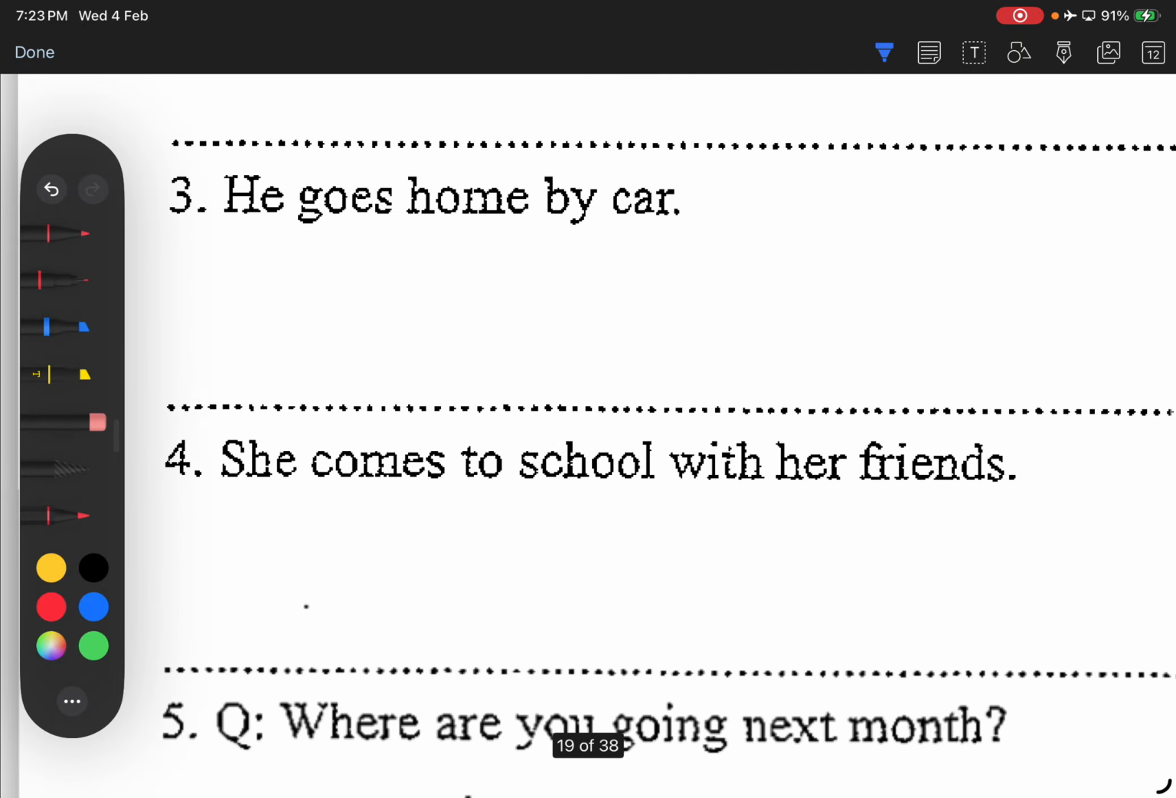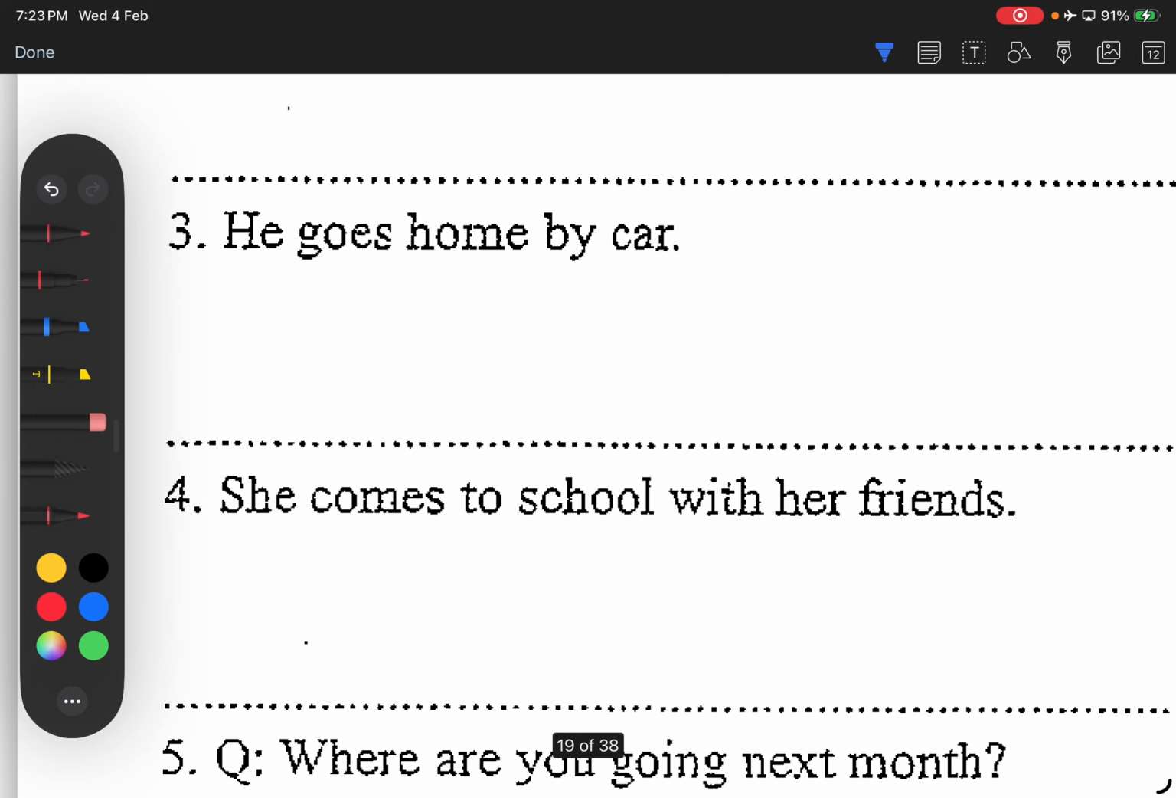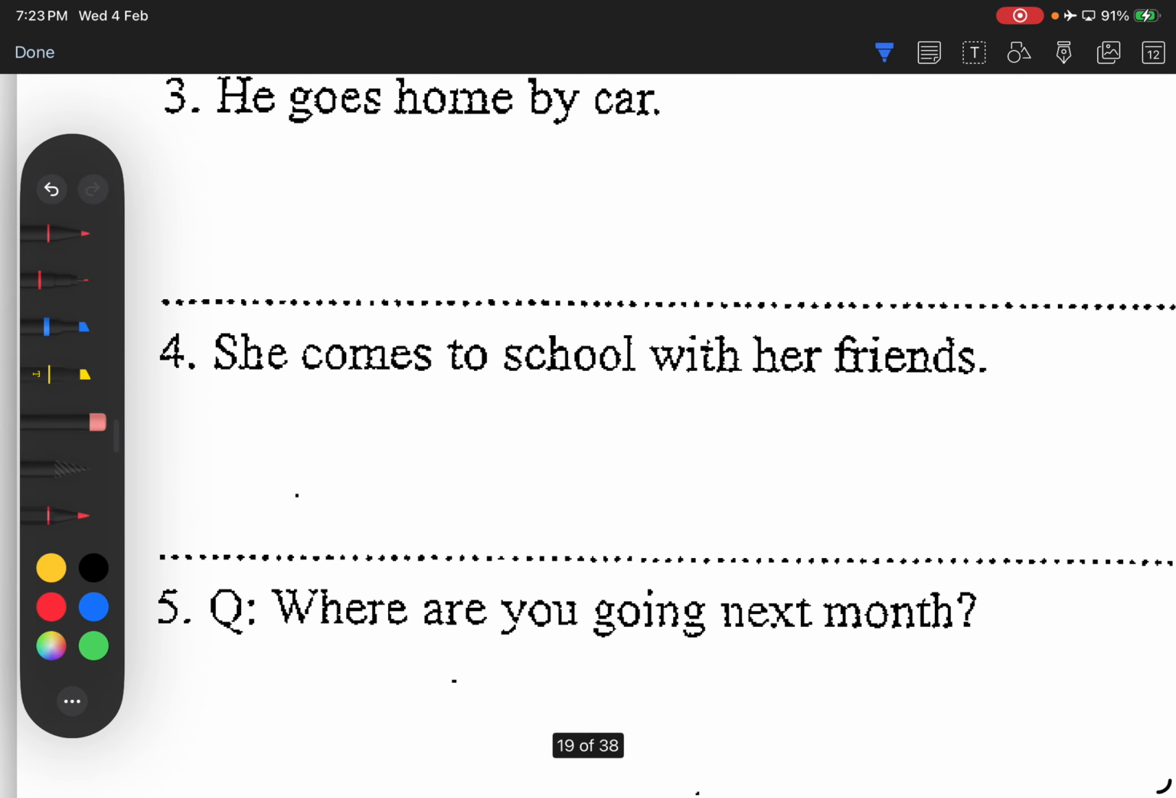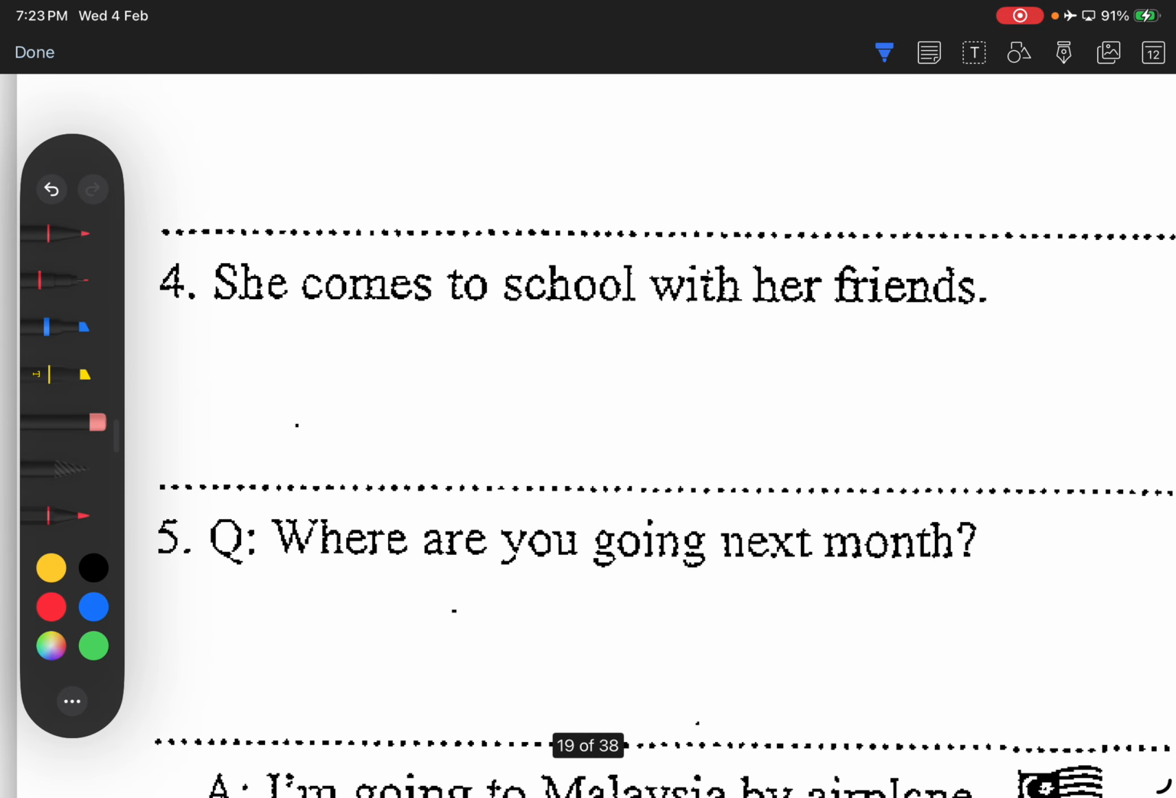Number 3, he goes home by car. Yes, Ian. 彼は車で家へ帰ります。Okay, that's fine as well. So by car, go back to home. Okay, number 4, she comes to school with a friend. Yes, Jinkun. 彼女は友達と学校へ行きます。Okay, that's fine.